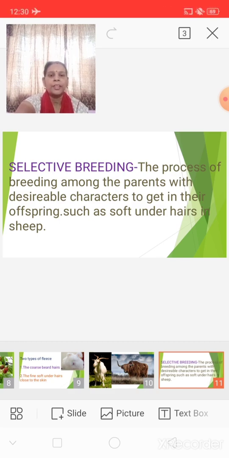Here the rearers go for selecting the desired parents. What type of characters they want, accordingly they go for selecting the parents, and along with that they get a desirable offspring. Why do they go for this process? Because they want soft under hairs within the sheep. They want good quality of the hairs for making the wool.